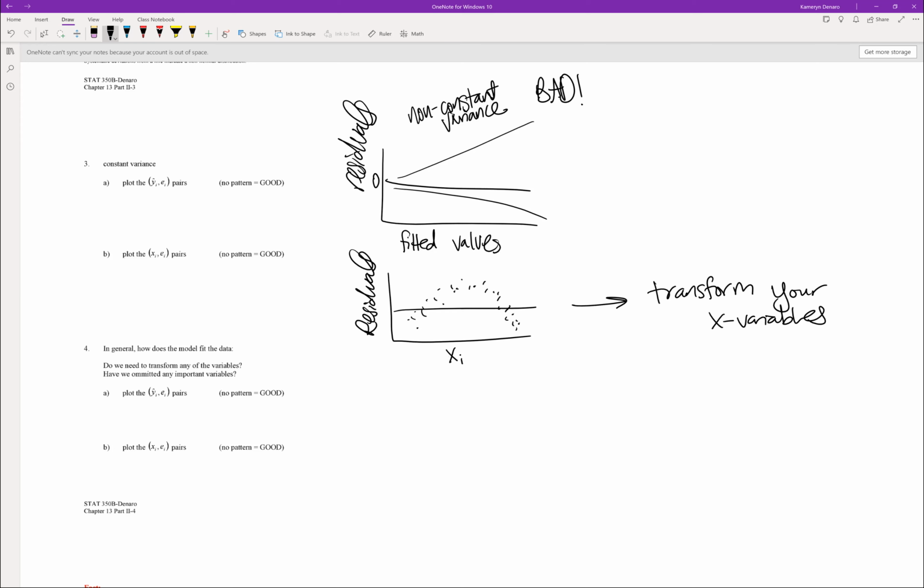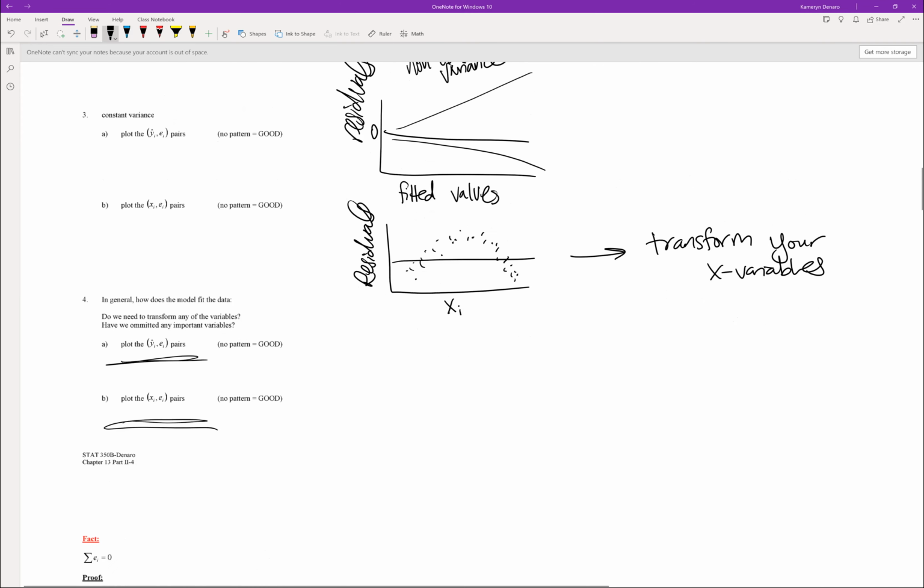All right. So if you're asking yourself in general, how does your model fit the data? You're really asking yourself, do we need to transform any of the variables, or have we omitted any important variables? So essentially, you're once again checking those fitted values, and you're checking each of your predictors versus the residuals, and you're checking to see that there's no pattern. If there's a pattern, you need to take extra steps to fit a better model.